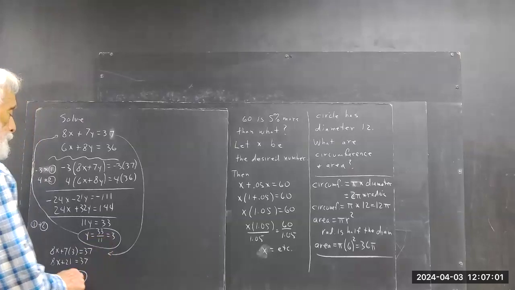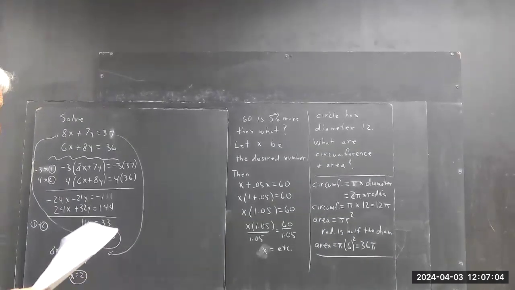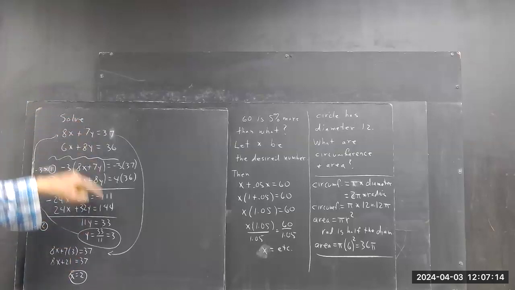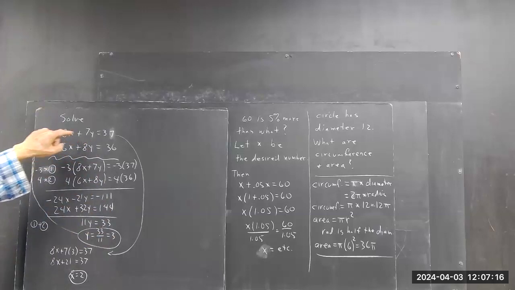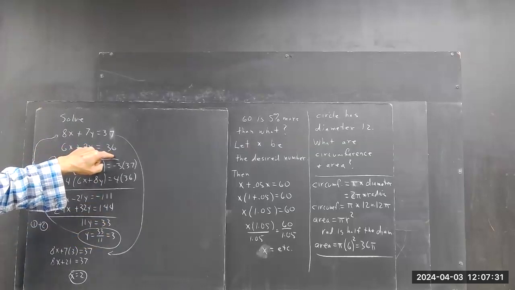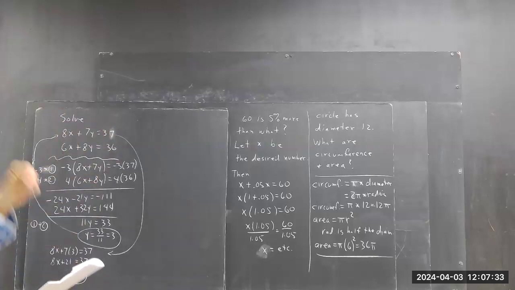So y equals 3 and x equals 2. Then I'm not going to write it out, but you should check it. 8 times 2, because that's a 2, is 16. 7 times 3 is 21. 16 and 21 gives you 37. And then check it in the second equation to be sure. Okay. 6 times 2 is 12. 8 times 3 is 24. And 12 and 24 is 36. So there it is.